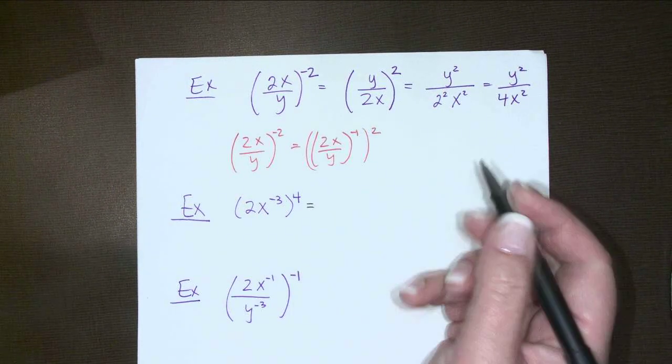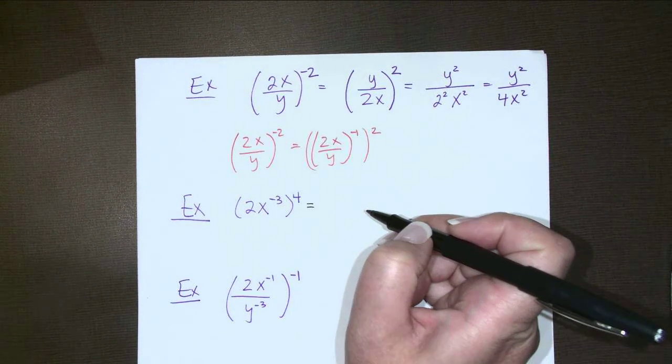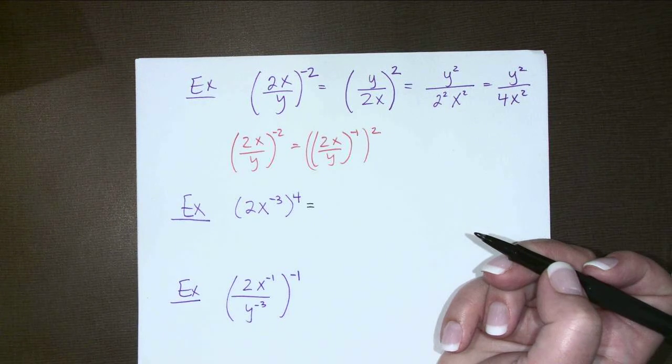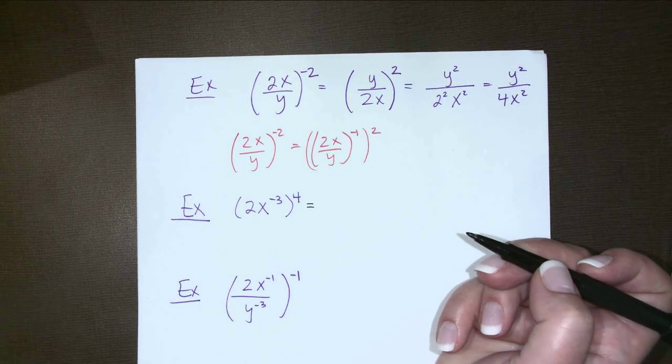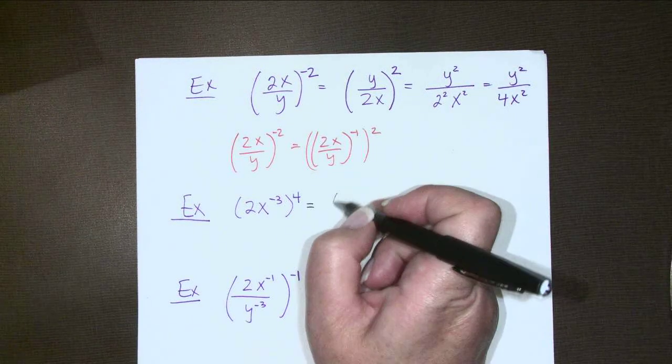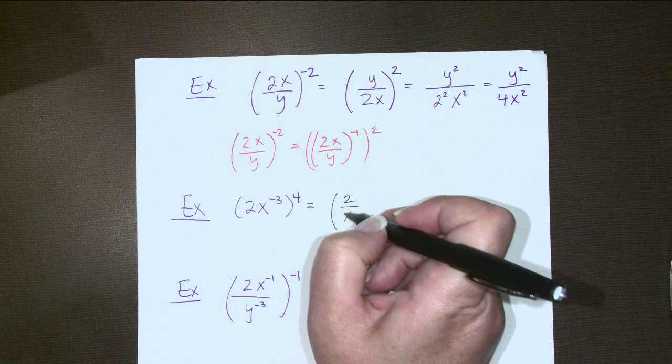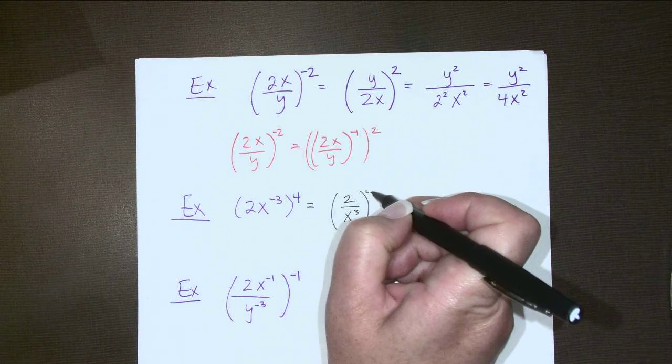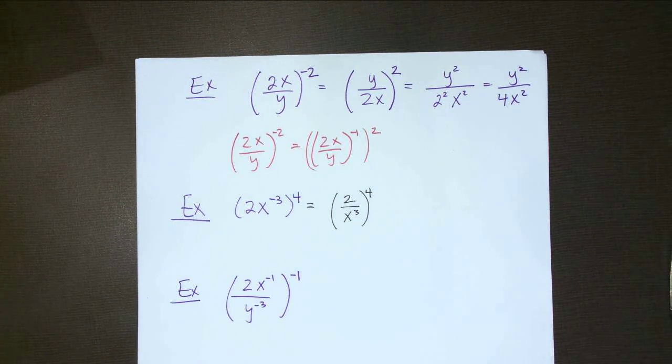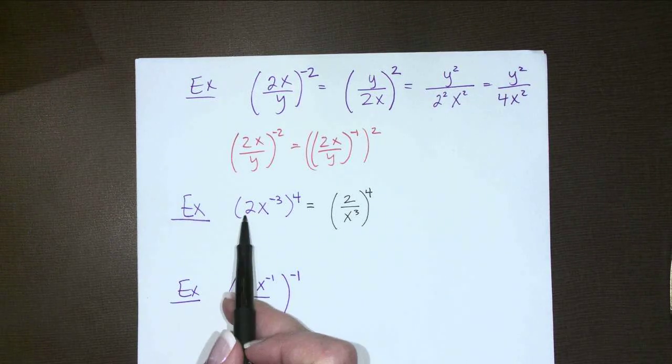Okay, so here, there's lots of ways to do it. What I would probably do myself would be to say this. Now, I'm not saying you're wrong if you did something different, okay? I'm going to show you another way in a second. But the 2 and the x are not attached.